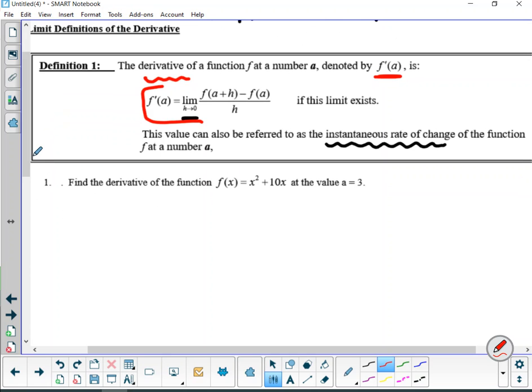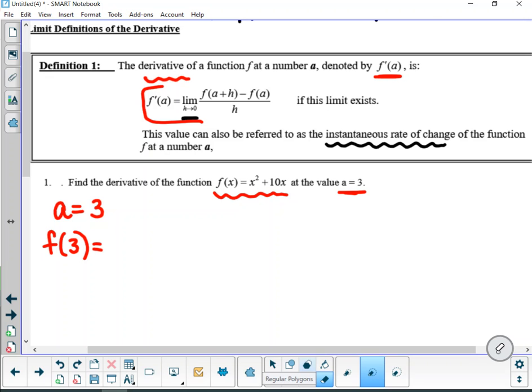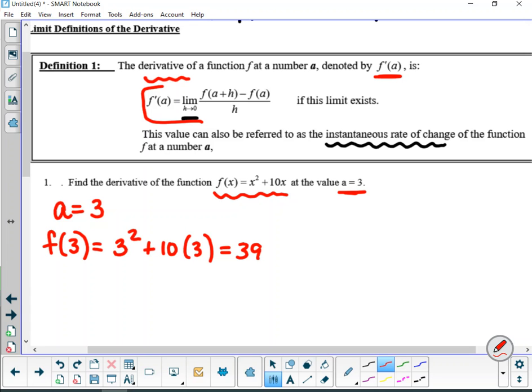All right. So here we go. We're going to calculate our first derivative using a limit. This is our function. a is 3. So I need f of 3, first of all, which appears to be 39. Okay, so 3 squared plus 10 times 3 equals 39.